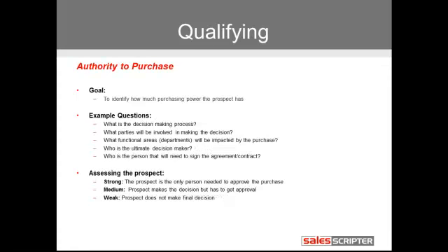For the authority to purchase, our goal here is to identify if the person that we're dealing with has purchasing power. This is one that people often get scared about asking questions about and probing on. They just want to assume that the person does have power. But a way that you don't want to go about this is to ask the prospect, do you have the power to make this happen? Or are you the decision maker?